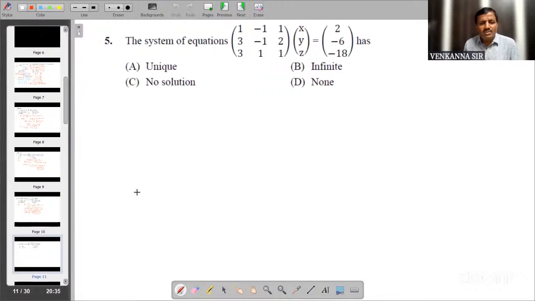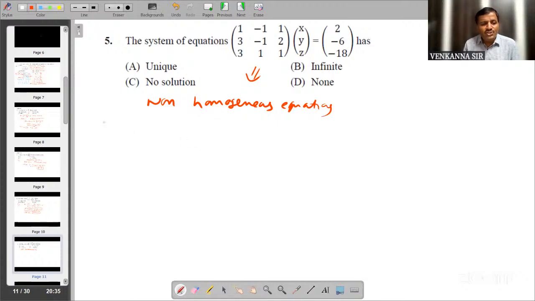The system of equations has options: A, unique; infinite; no solution; none of these. First of all, we should know what type of equations they are. They are non-homogeneous equations. The last 2-3 questions were homogeneous. This first question is non-homogeneous.